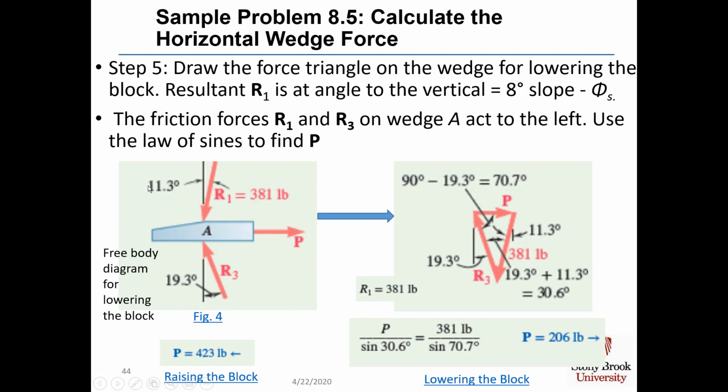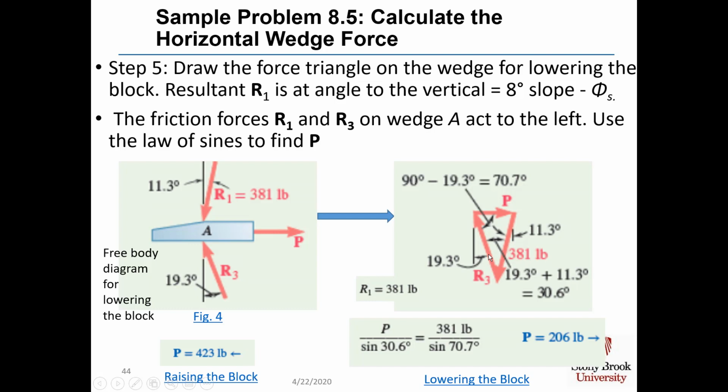And the friction forces R1 and R3 on wedge A act to the left. Using our law of sines, we can find P. First, we show you how we drew the force triangle. P is the easy one. That acts to the right. R1 equals 381 pounds. That force is drawn next, and then R3 acts up. R3 relative to the vertical is at our 19.3 degrees. So here's our 19.3 degrees.